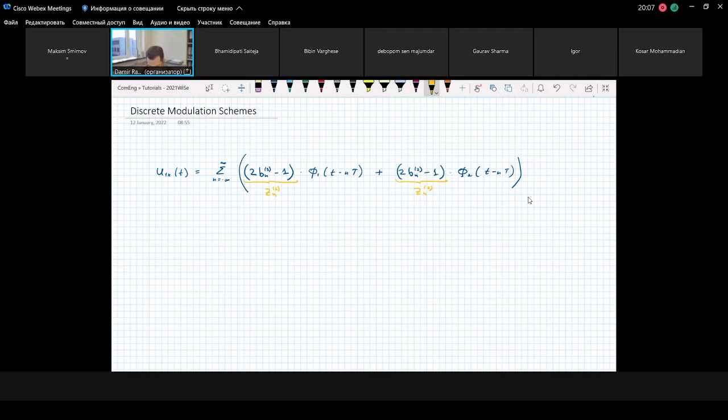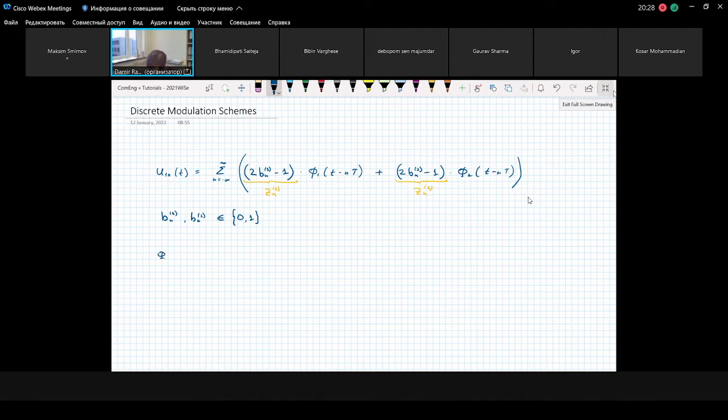Okay, we also said that Bn1 and Bn2 belong to the alphabet 0 and 1. And the pulse shape functions phi1 and phi2 are also given.